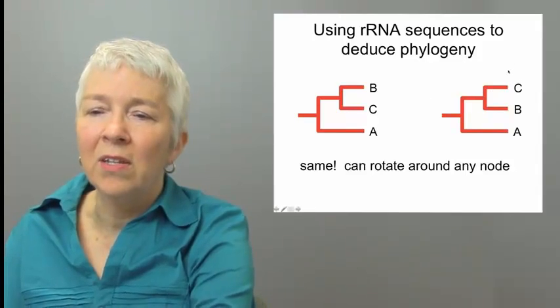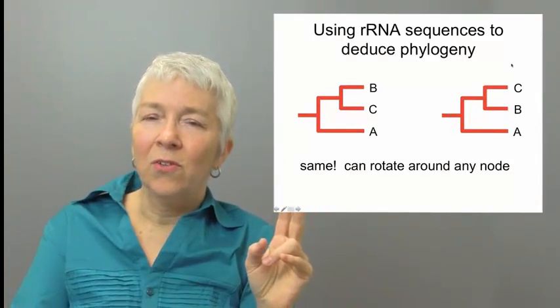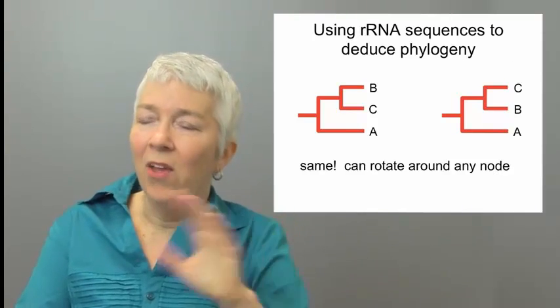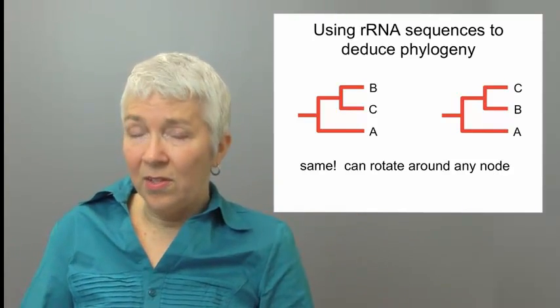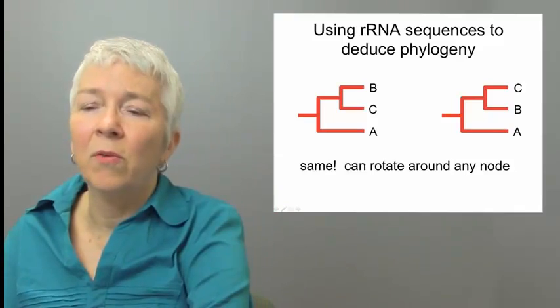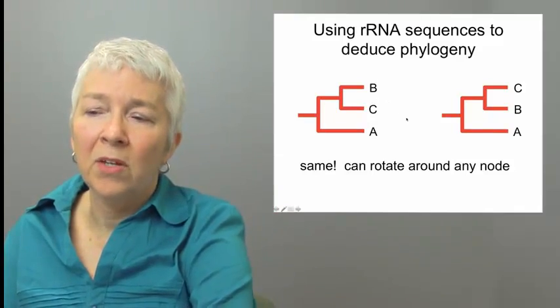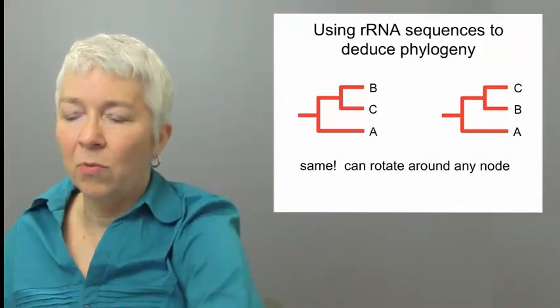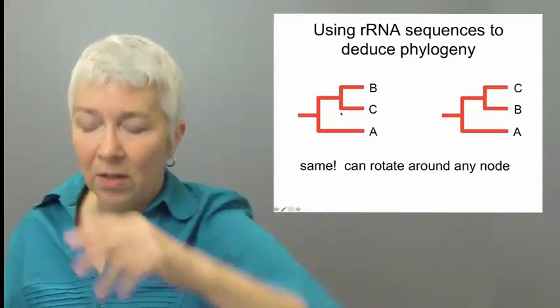Either one of these trees states that B and C are sister taxa. They are more closely related to each other than either one is to taxon A. They're exactly the same. So there is no significance whatsoever in terms of the representation here. We could also put A up on top and have B and C on the bottom and just rotate the entire tree.